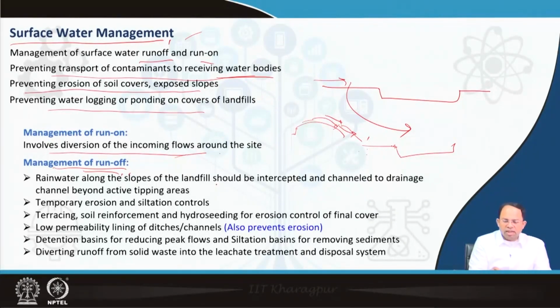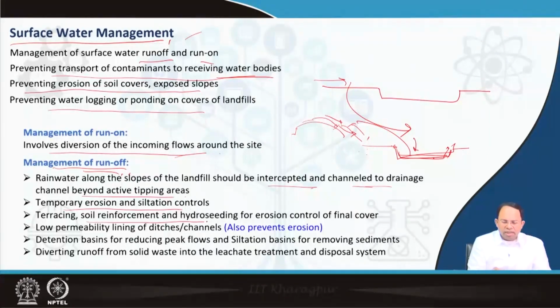The rainwater along the slopes of the landfill should be intercepted and channeled to drainage channels beyond the active tipping areas. That means we should make sure that the water which is falling on the landfill is not flowing uncontrolled. It should be intercepted at certain distances using some drainage system. As I was explaining earlier, in the benches we have to create those drains where we can collect the water, and we also have to do temporary erosion and siltation control. That means the water flowing from the surface has to be held for a certain amount of time, maybe in detention or retention basins, so that sedimentation happens. We collect the soil back and we can use it back as cover as well, right?